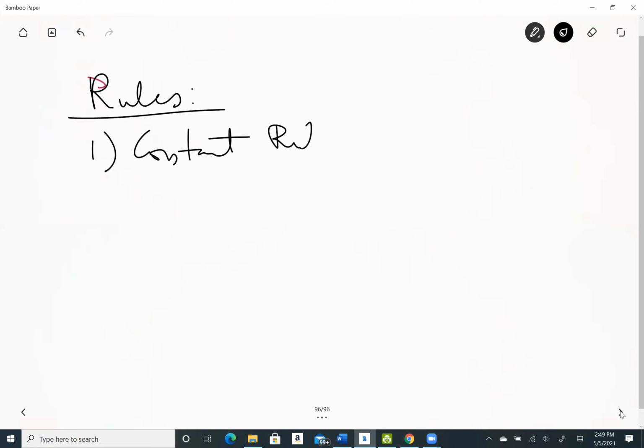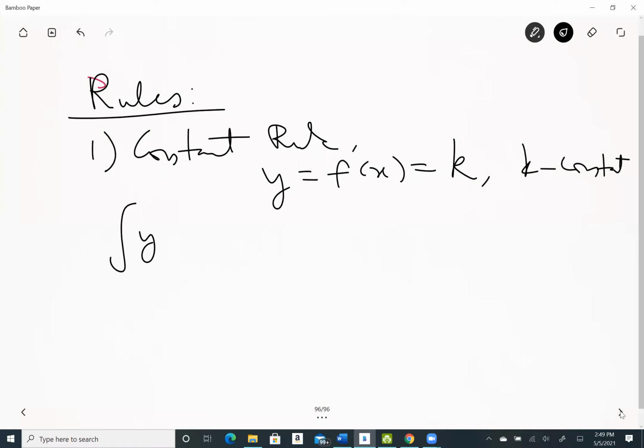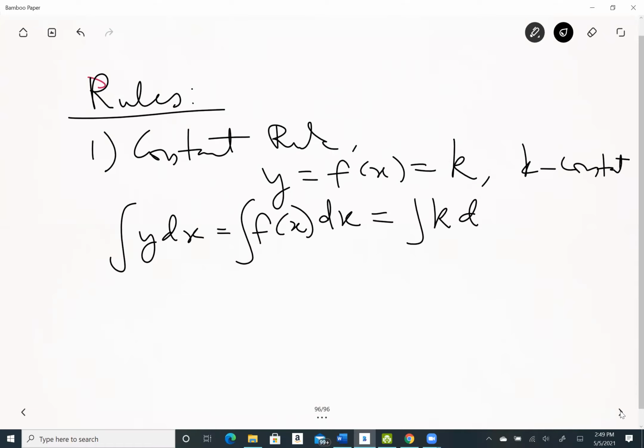A constant rule: if you have a function y equal to f of x equal to a constant k, where k is a constant, then what is the integral? The integral of y dx, I just write down here for the first time. You can either use y or you can use f(x) dx. Either way, it doesn't matter, which is equal to the integral of k dx. Now, what is the integral of this? It's just equal to the constant multiplied by x plus the constant c.